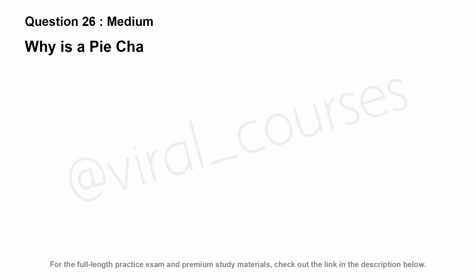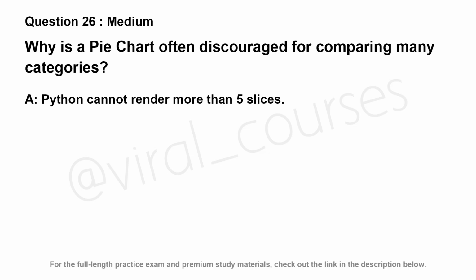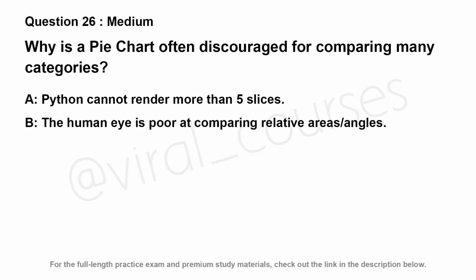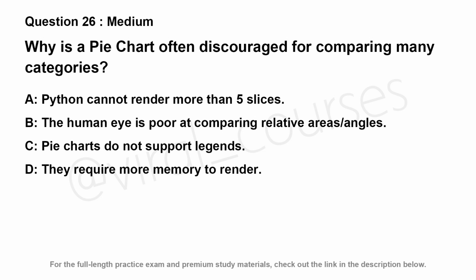Why is a pie chart often discouraged for comparing many categories? Option A. Python cannot render more than 5 slices. Option B. The human eye is poor at comparing relative areas, angles. Option C. Pie charts do not support legends. Option D. They require more memory to render.